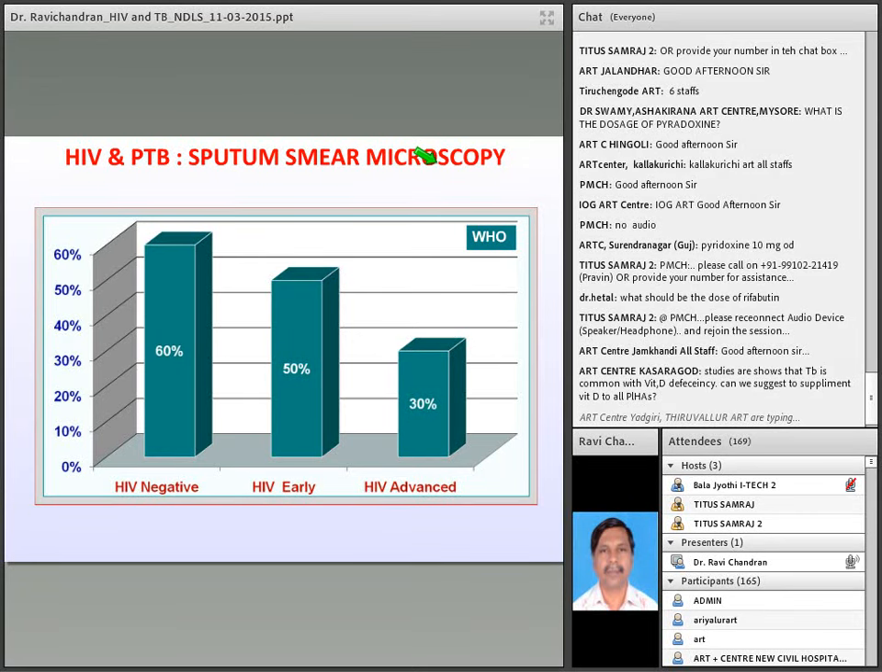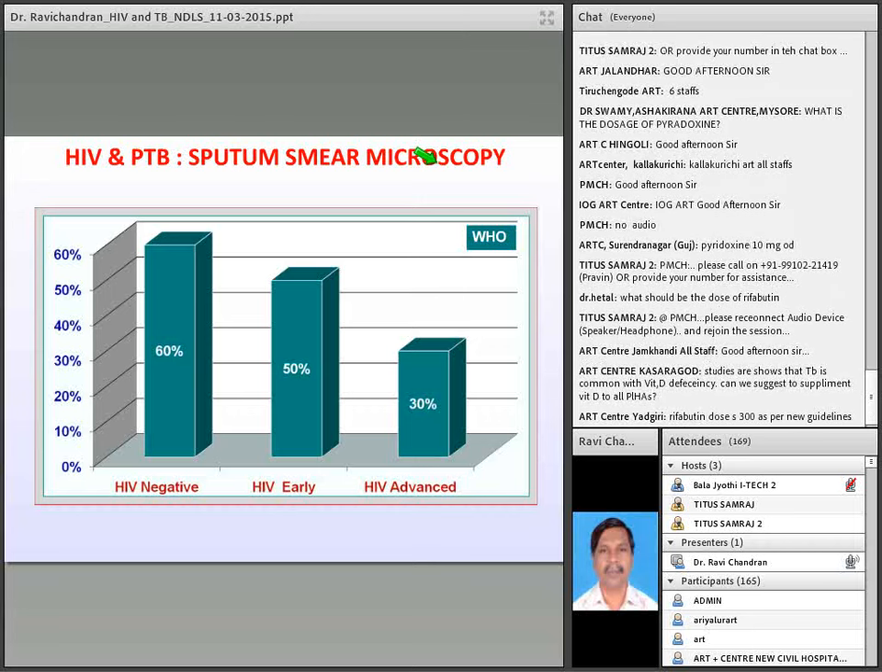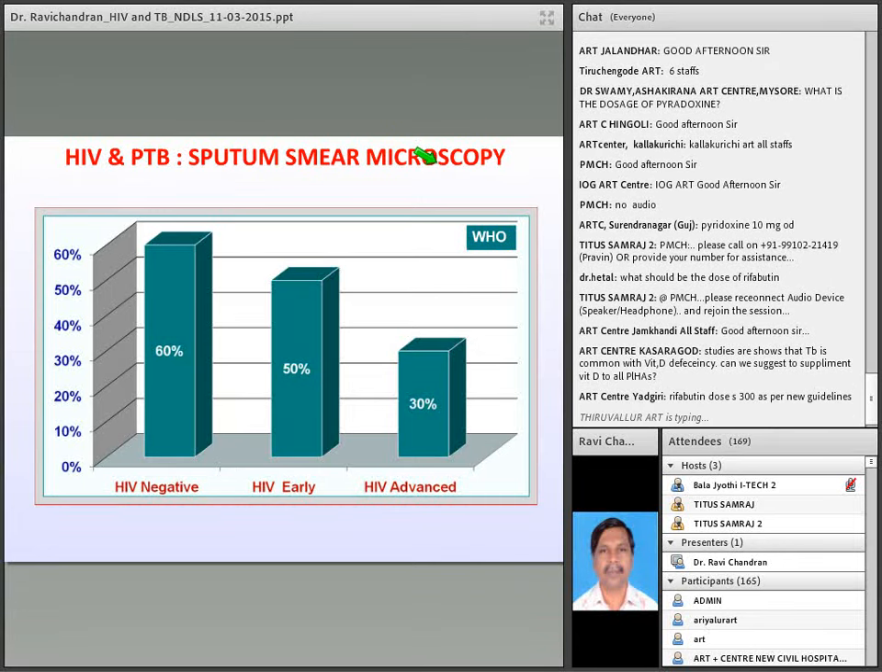This graph shows the increased sputum smear positivity in HIV negative patients and in early phases of HIV. As HIV advances, the sputum smear microscopy becomes increasingly negative.